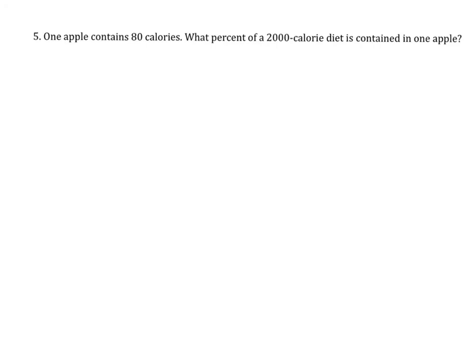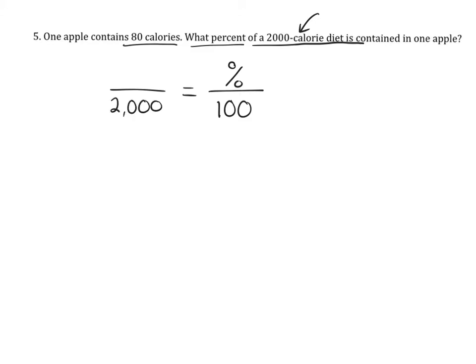Moving on to number 5, it says 1 apple contains 80 calories. What percent of a 2,000 calorie diet is contained in 1 apple? So I know I'm looking for my percent, so I'm going to go ahead and set up my proportion. I don't know the percent, but I know it's over 100 every time. And I'm looking at the 80 calories of a 2,000 calorie diet. Well, a 2,000 calorie diet means for the whole day, so that's a whole amount. So that's 2,000, and the 80 is part of that, because if you eat just an apple, that's 80 calories, but that's not the only thing you're going to eat for the day.